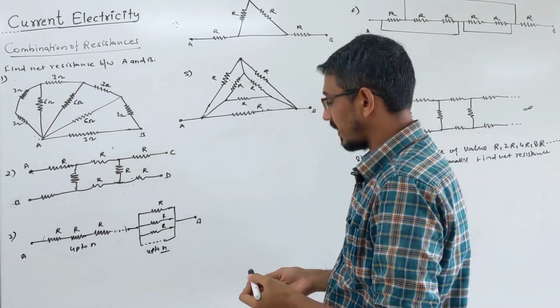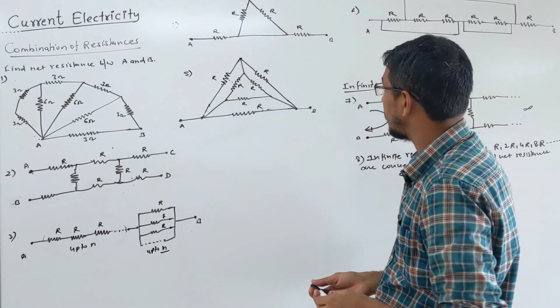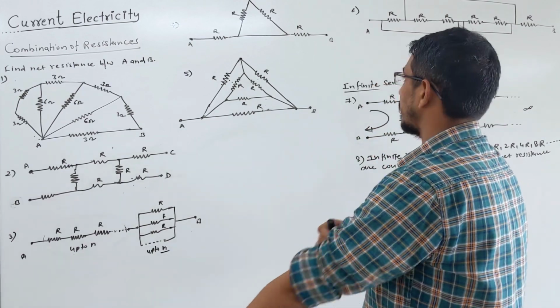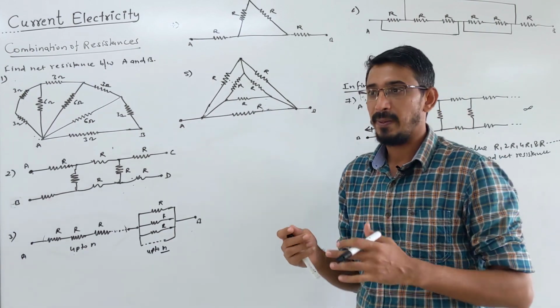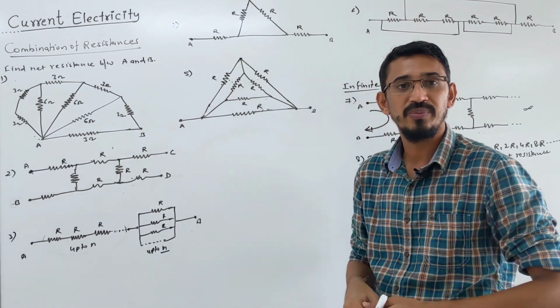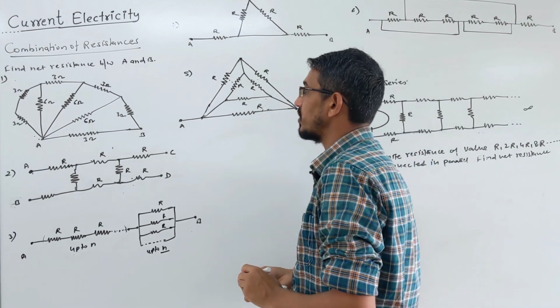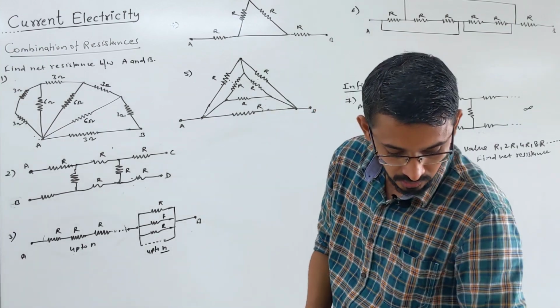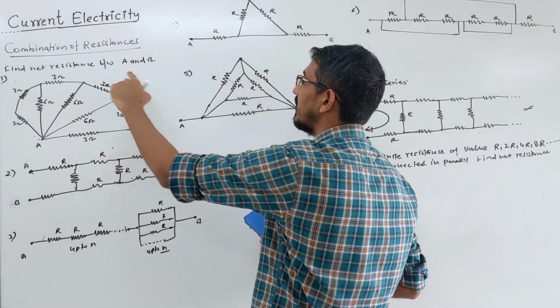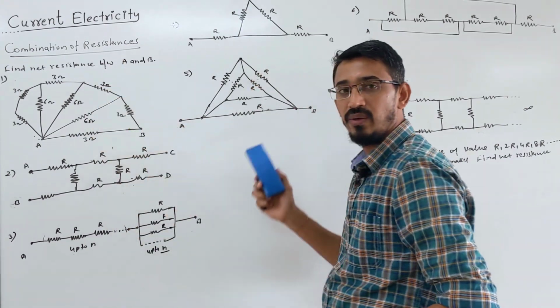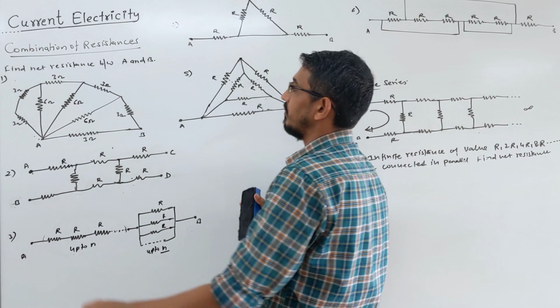Okay, these are a few examples based on just series and parallel, and short circuits. Then I'll talk about some special cases like infinite series, then the Wheatstone bridge. So let's do these questions first. Every question will say find the net resistance between A and B terminal, in all questions I'm saying. So let's see this question first.